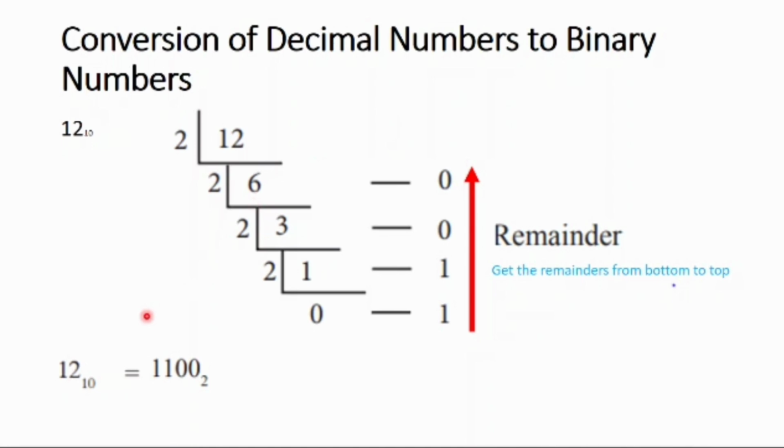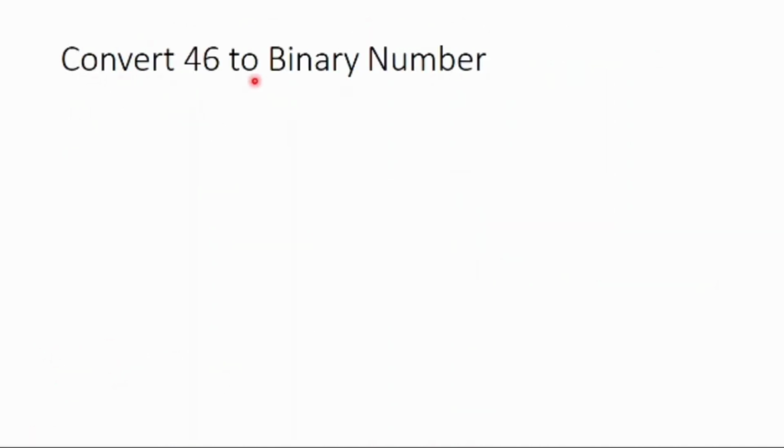So when you want to convert a decimal number to binary, take the decimal number, divide it by 2 until you get 0 and then take the remainder from bottom to top. As well, you use the short division method and you have to show the method and write the final answer like this, so it would be clear for the examiner. Convert 46 to binary number. Now try to pause the video and convert 46 to binary number.